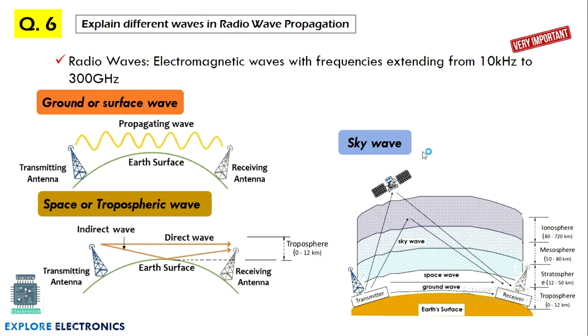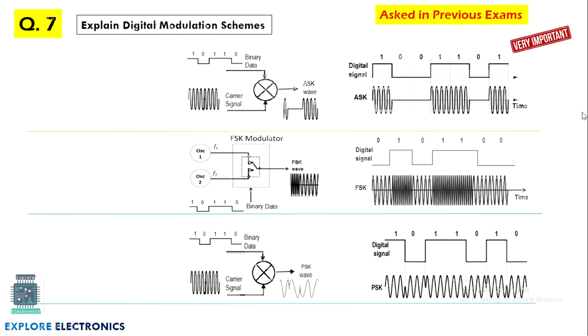If possible, write the application of these also, where actually the ground wave, space wave and sky wave are going to be used in the communication. And a little bit of explanation related to radio waves. Radio waves are electromagnetic waves. They have frequencies from 10 kilohertz to 300 gigahertz. Like that, you need to explain briefly.